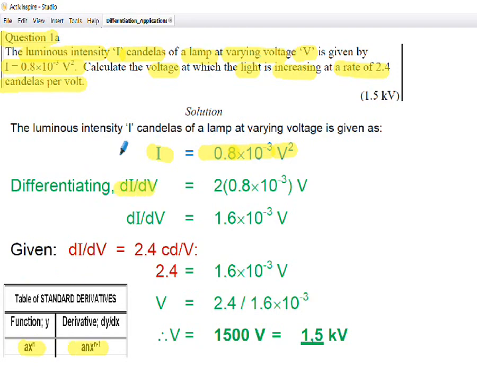So di by dv is 2 times 0.8 times 10 to the minus 3 V. Tidying that up, di by dv is equal to 1.6 times 10 to the minus 3 V. We're given a condition that di by dv is 2.4 candelas per volt. Now be careful here, we are actually given the rate of change. So we are given the left hand side of the equation here. We've got to solve for the right hand side. So 2.4 is equal to 1.6 times 10 to the minus 3 V. Simply rearranging this now, V is equal to 2.4 divided by 1.6 times 10 to the minus 3, hence V is equal to 1500 volts or 1.5 kilovolts.